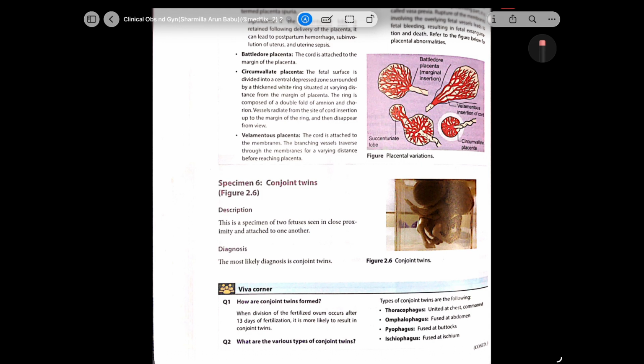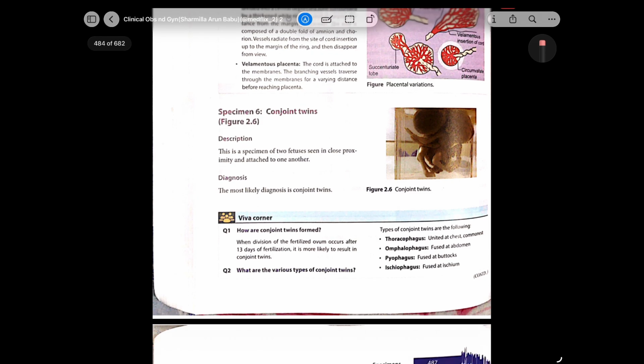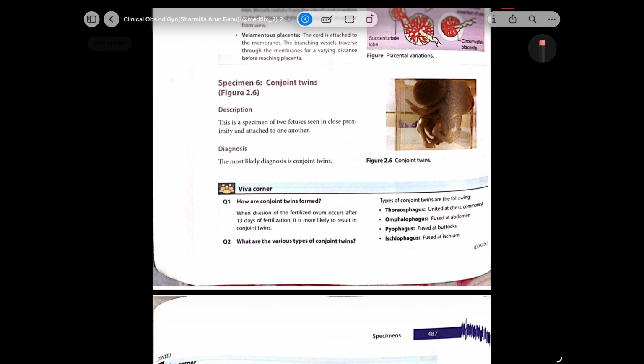You can see, it's not really clear, but you can understand what it is. This is a specimen of 2 fetuses seen in close proximity and attached to one another. So the most likely diagnosis is conjoined twins. What can they ask you? How are conjoined twins formed?